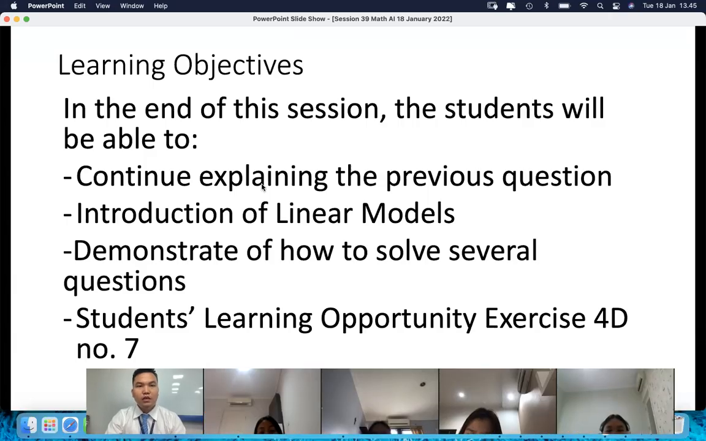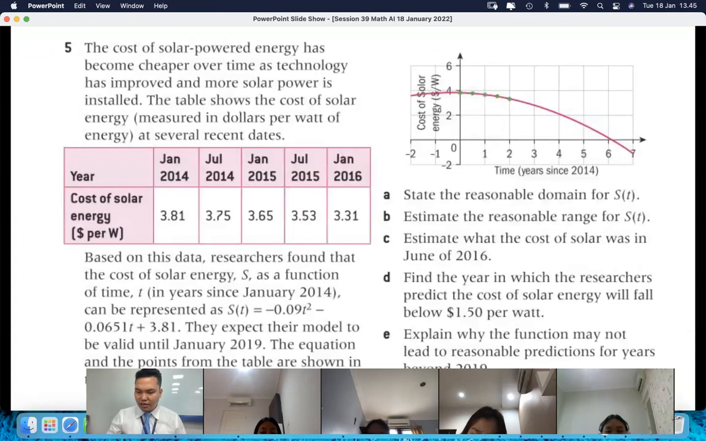Okay. So basically, this is our target for today. I will continue explaining the previous question, and then we move to the introduction of linear models, and demonstrate how to solve several questions in exercise 4D, which is basically number 1, 6, and 8. And after that, if we still have time, we will focus on solving number 7.